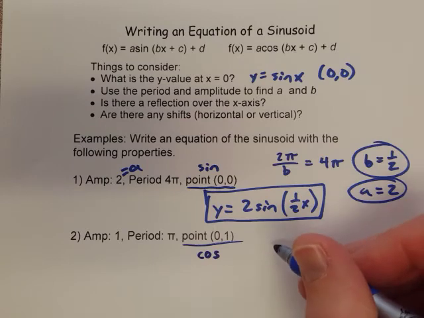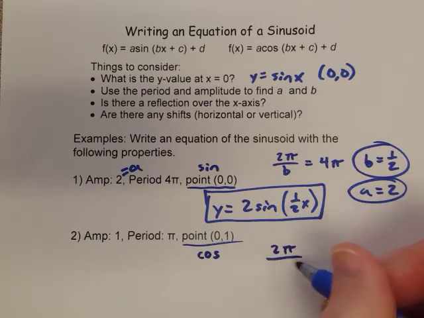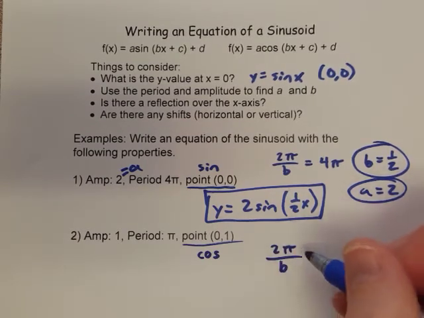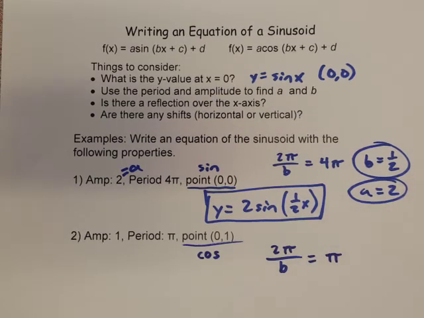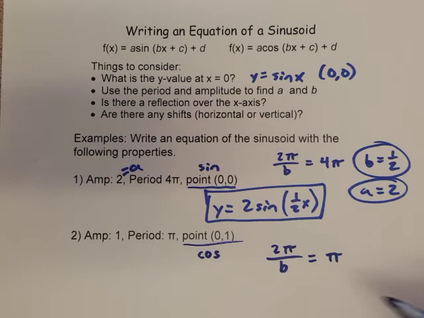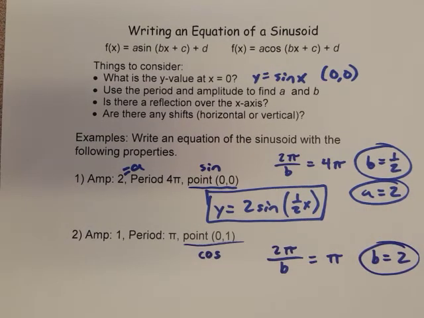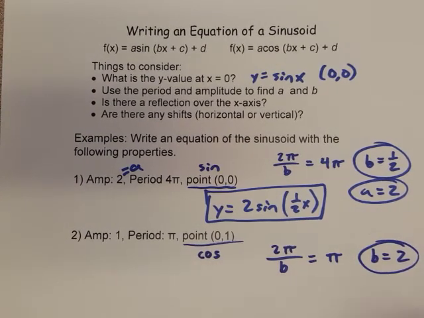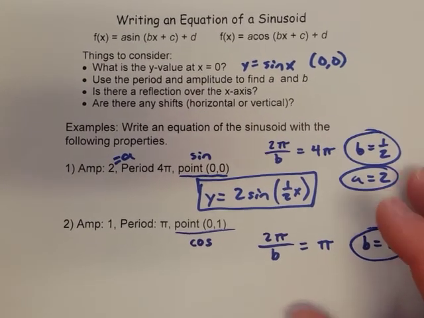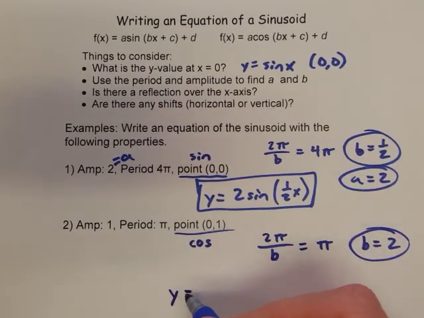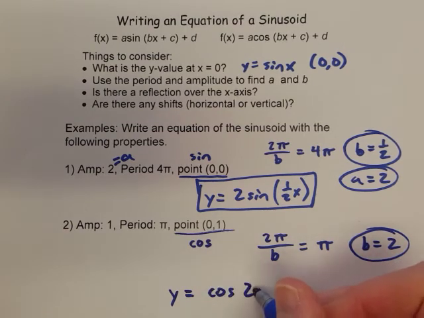Again, like last time, we're going to do 2 pi divided by b. That's just the formula for getting period. We're going to set that equal to pi. 2 pi divided by what equals pi? That's going to mean that b is equal to 2 in this case. So we've got b equal to 2, we've got cosine, and that's really all we need here. The equation just turns out to be y equals cosine of 2x. That's it.